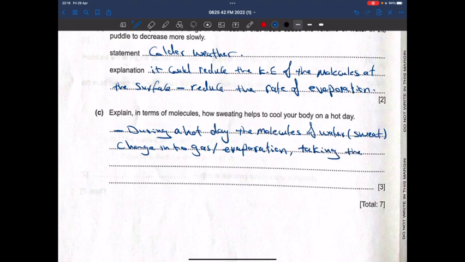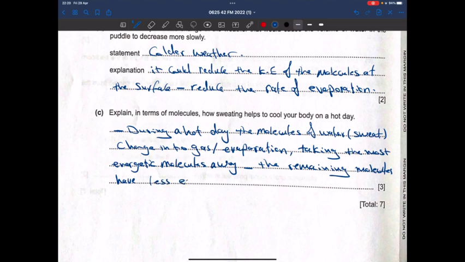You can add here the remaining molecules have less energy and less temperature. That's fine. That was enough for 3 marks.